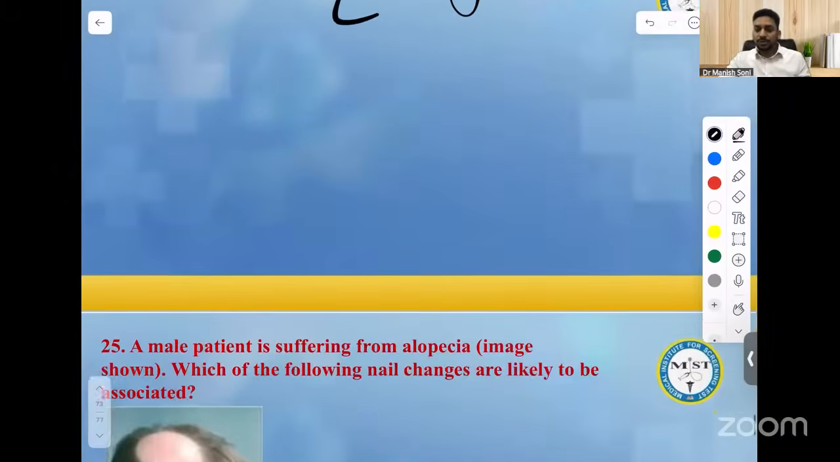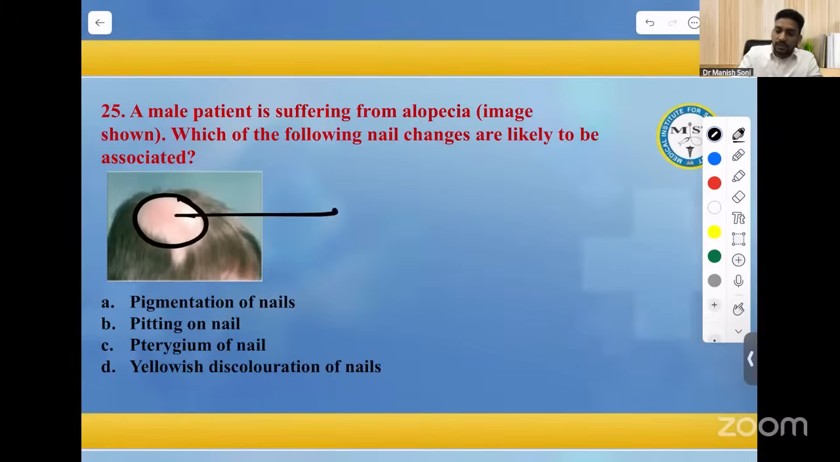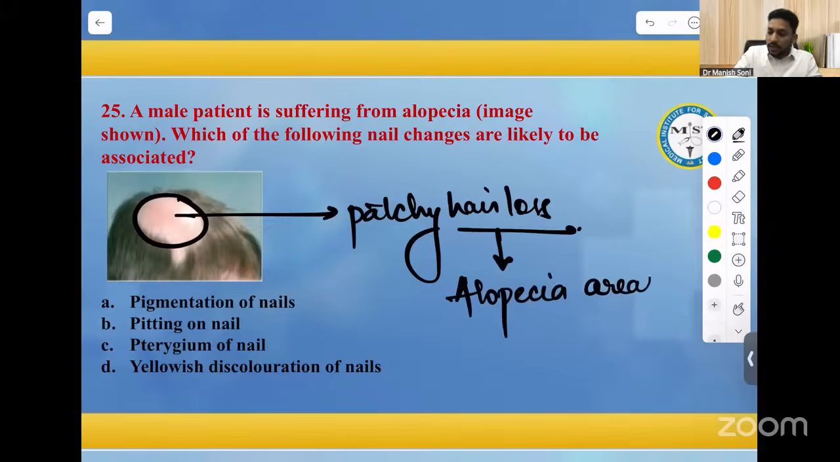So coming to the last question, a male patient is suffering from alopecia as shown in the image. What you can see in the image, there is a patchy hair loss, patchy alopecia. Which of the following nail change is likely to be associated? So patchy hair loss is a feature of alopecia areata. Now, alopecia areata is not just associated with hair loss, it is also associated with nail changes.